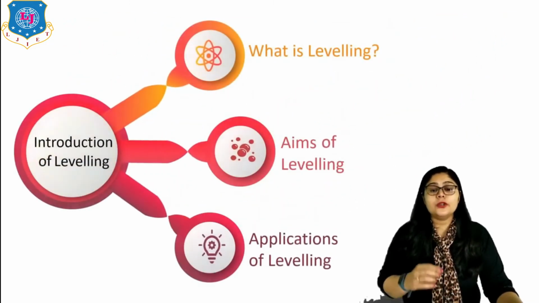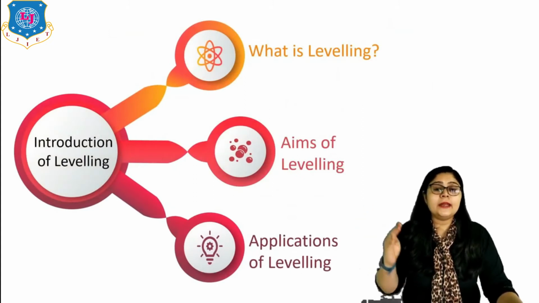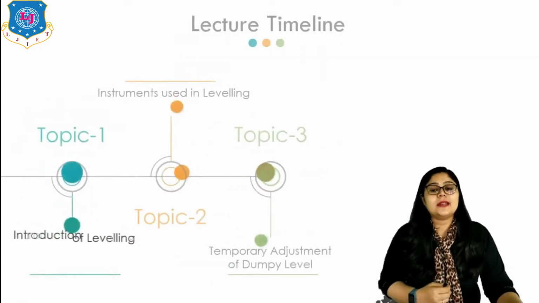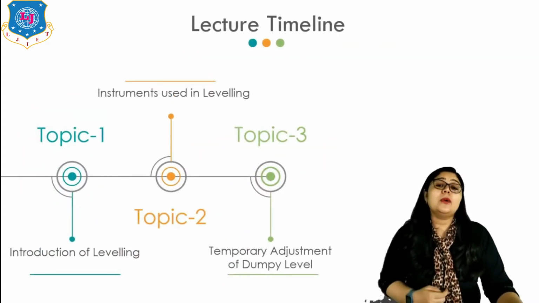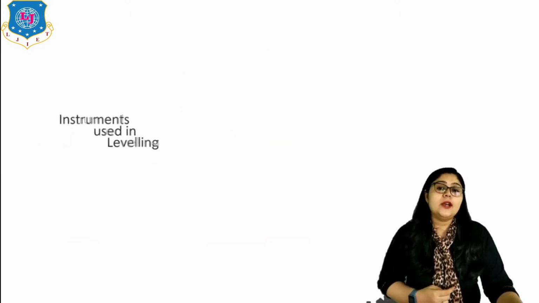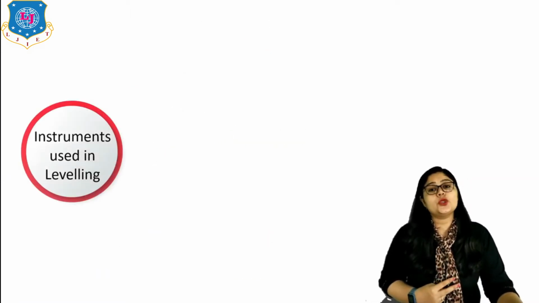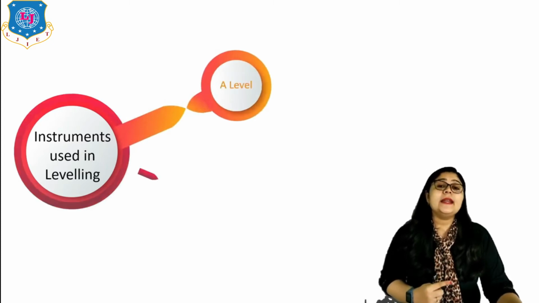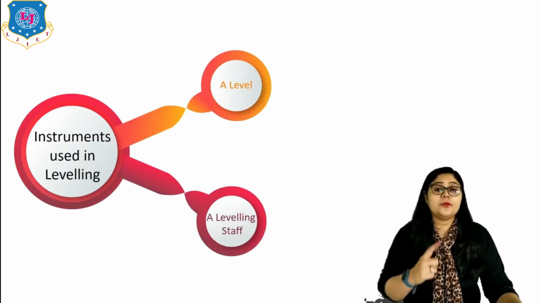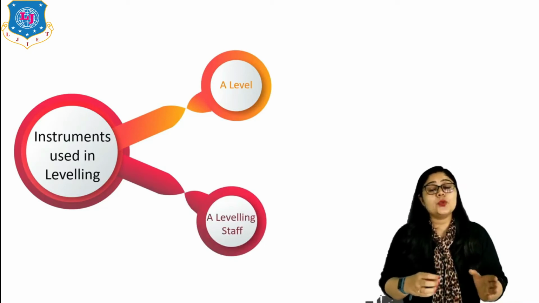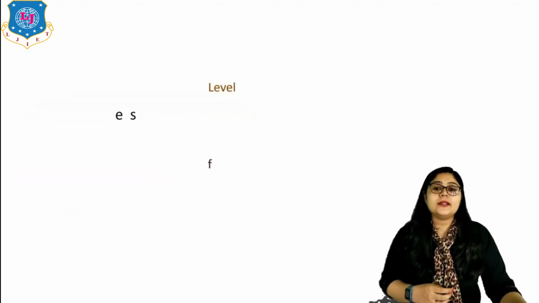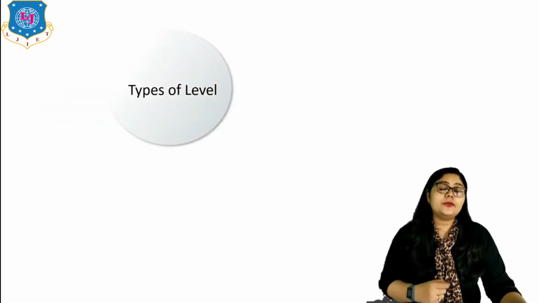Now, you better understand what is leveling by knowing its aim and application, right? Now, let's start our second topic, which is all about instruments used in leveling. So basically, two types of instruments are used, in which the first is a level and the second is a leveling staff. It means one instrument through which we are taking the readings and the second instrument on which we are taking the readings, right? So let us understand first the different types of levels.